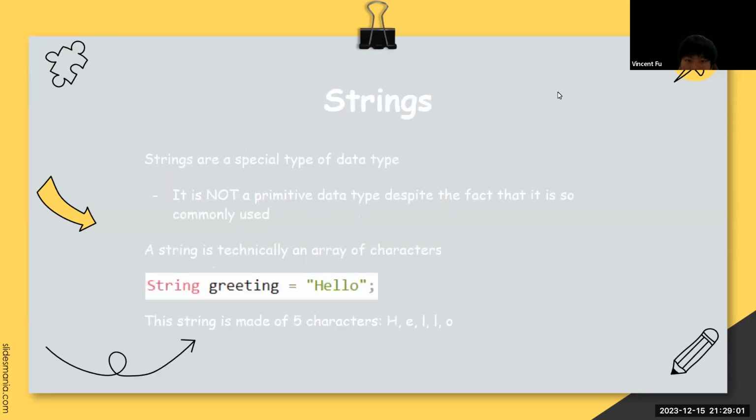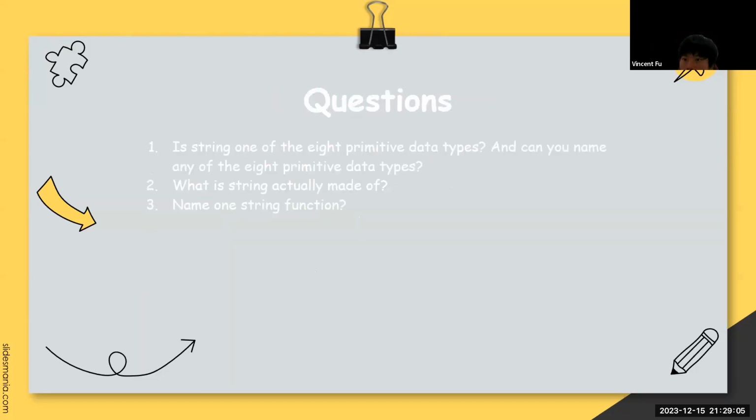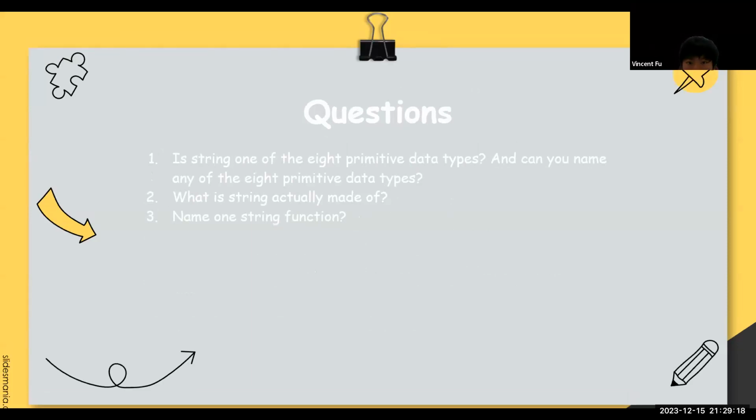Guys, we covered this in the first slide. Is string one of the eight primitive data types? Yes or no? Okay, we have one answer. Does anyone else have an answer to this question?